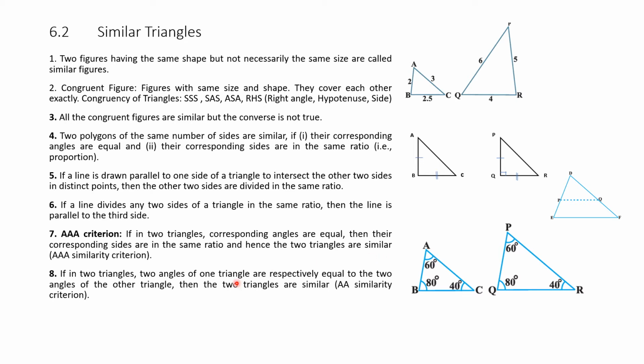Condition number 8. If in two triangles, two angles of one triangle are respectively equal to two angles of the other triangle, then the two triangles are similar. That is the AA similarity criterion. If we prove that two angles in both the triangles are the same, then it is the AA similarity criterion. Here it is two angles. In the previous condition it was AAA, three angles. Three angles and two angles determine the similarity criterion.